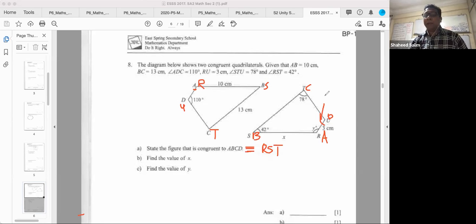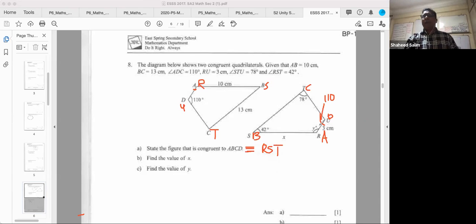110, Shafi. You see, if I write it down, R is A. So this one is Y. This one is 42. T is what? 78. 110 is this one.